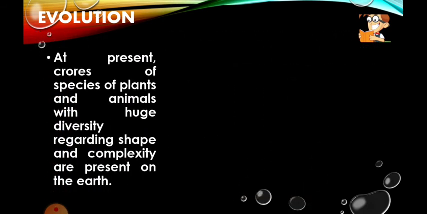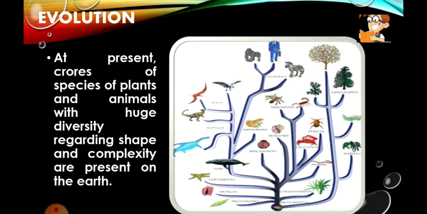Okay, now at present, crores of species of plants and animals with huge diversity regarding their shape and complexity are present on the earth. I don't have to explain this, because it is very simple. There are so many species, you might be knowing very few of them, but actually there are crores of species of various plants, animals, other microscopic organisms. And not only that, their structures, the shape is different, their complexity is different, and therefore so many have evolved at present. Okay, and not only evolved, they have highly developed, they have adapted to the natural conditions.